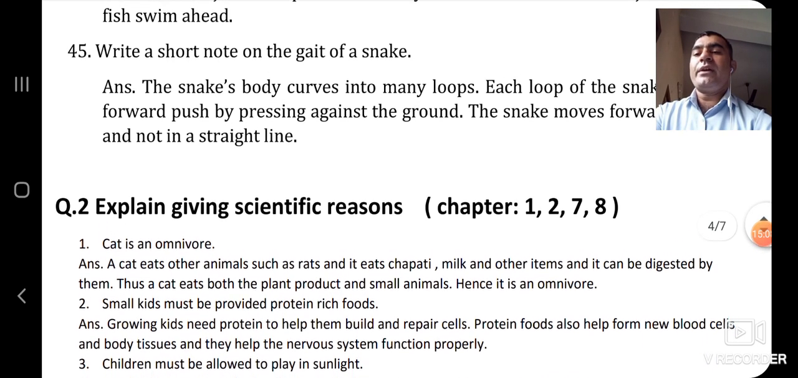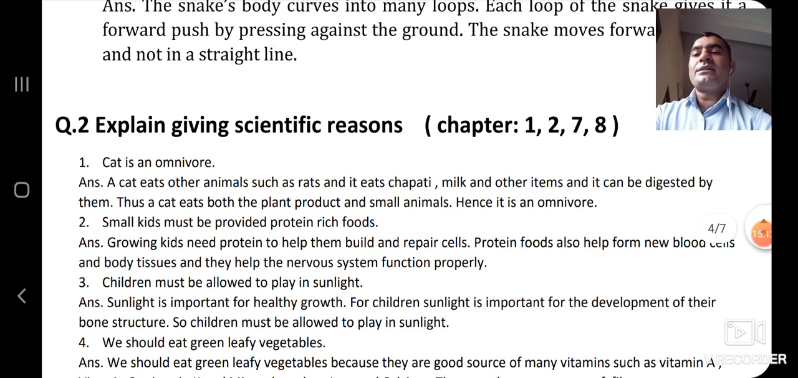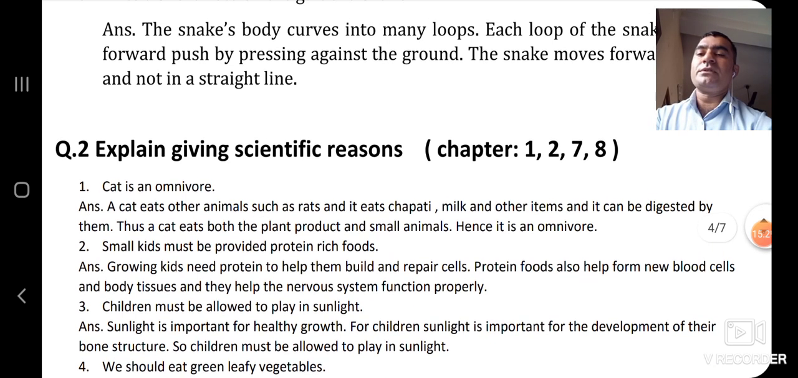The next question we have is: children must be allowed to play in sunlight. See, sunlight is important for healthy growth, and sunlight is important for the development of body structure, or we can say bone structure. So children must be allowed to play in sunlight. Now the next question we have is: we should eat green leafy vegetables. We have to give the reason why we should eat green leafy vegetables.